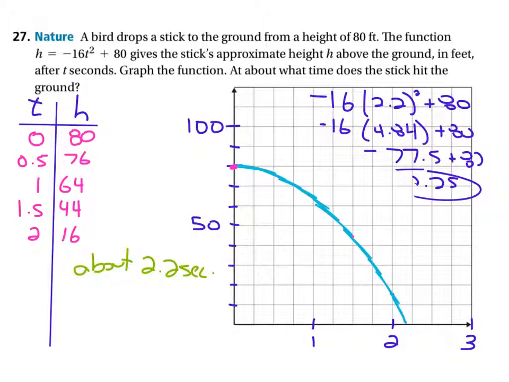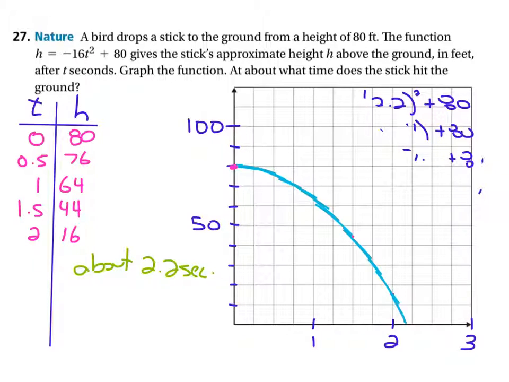That was just a little check that I did there at the end to see if the estimate that we got of 2.2 seconds actually gets us pretty close to zero from our 80. That was our original height, and it does. So there you go. How do you do it?